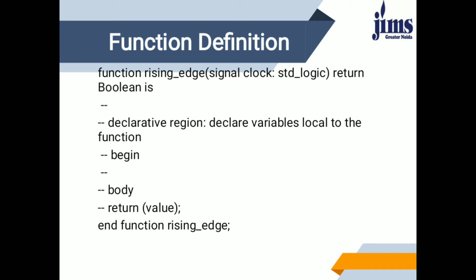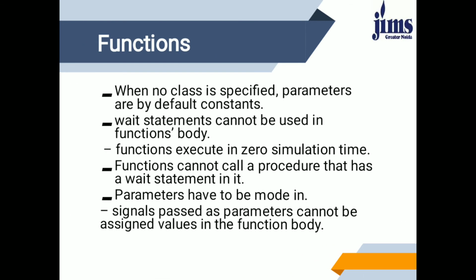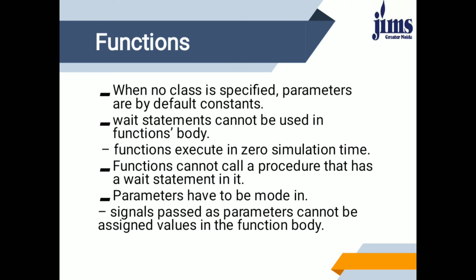In this syntax I have told you, the parameter list specifies the function input parameters. That means constant, name, signal, type, whatever you can write. So this way functions can be defined. When no class is specified, parameters are by default constant. You know that if we do not define signal or variable, then by default we will consider them as a constant. A wait statement cannot be used in a function body, and a function executes in 0 simulation time.